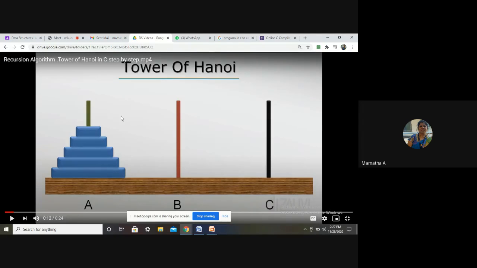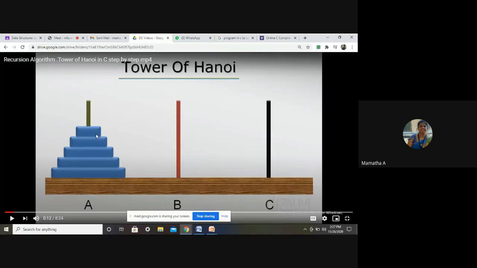What are the conditions if I have to move? Can I move it in any fashion? Place it on C? How many disks can I move at a time, students? Only one disk, ma'am. Only one disk I'll have to move at a time. First condition.